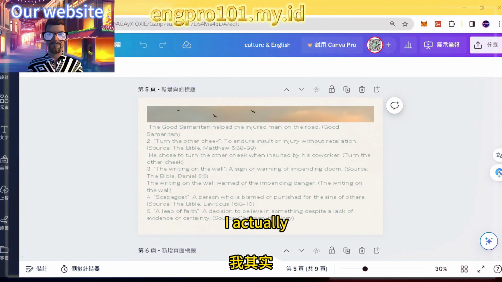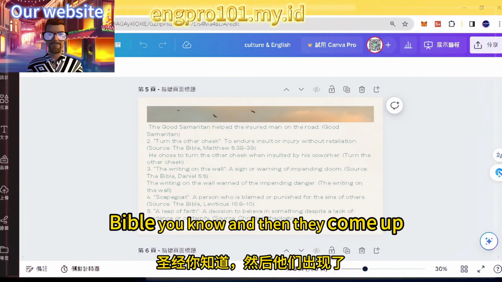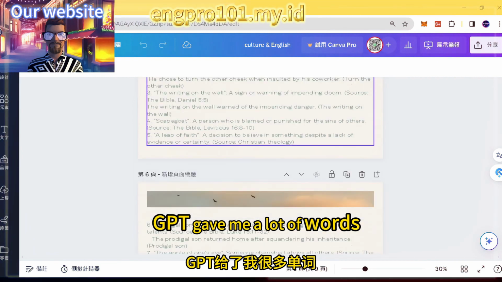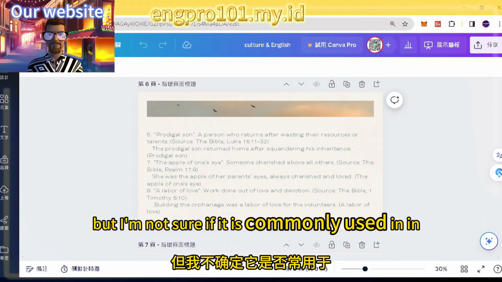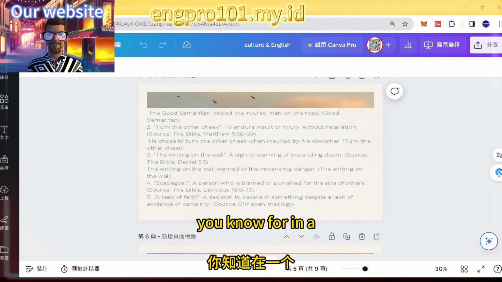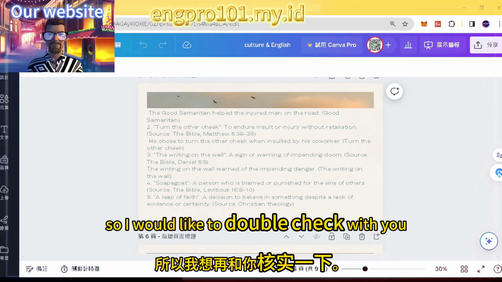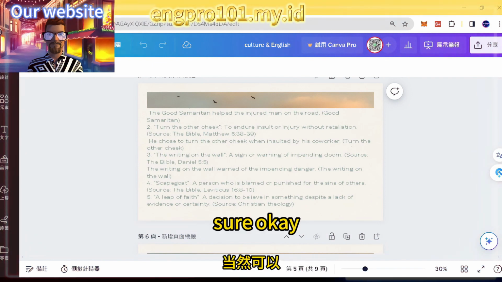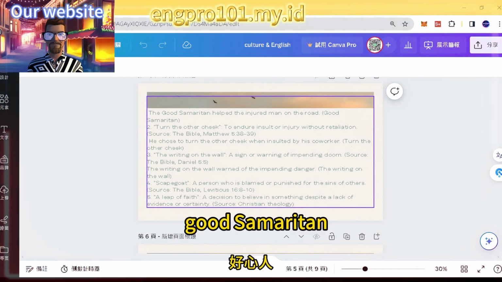I actually asked ChatGPT about some English words related to the Bible. GPT gave me a lot of words, but I'm not sure if they're commonly used by native speakers, so I would like to double check with you. Sure. Okay. And the first one, Good Samaritan.